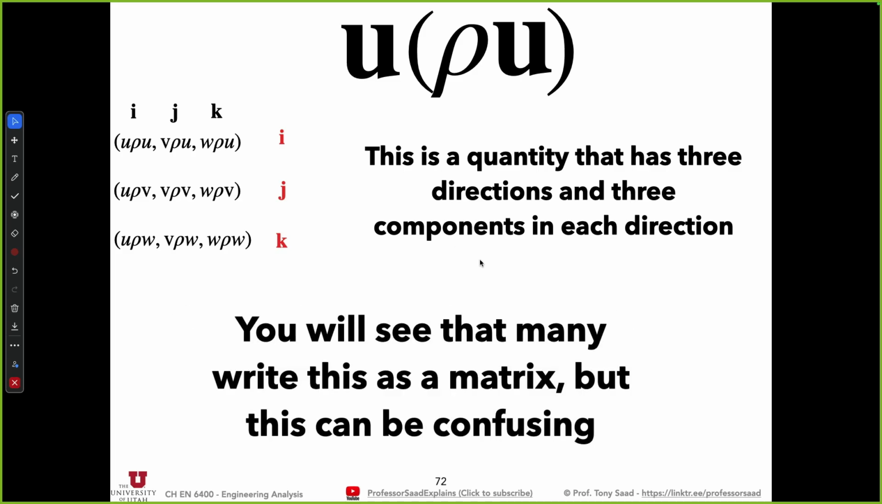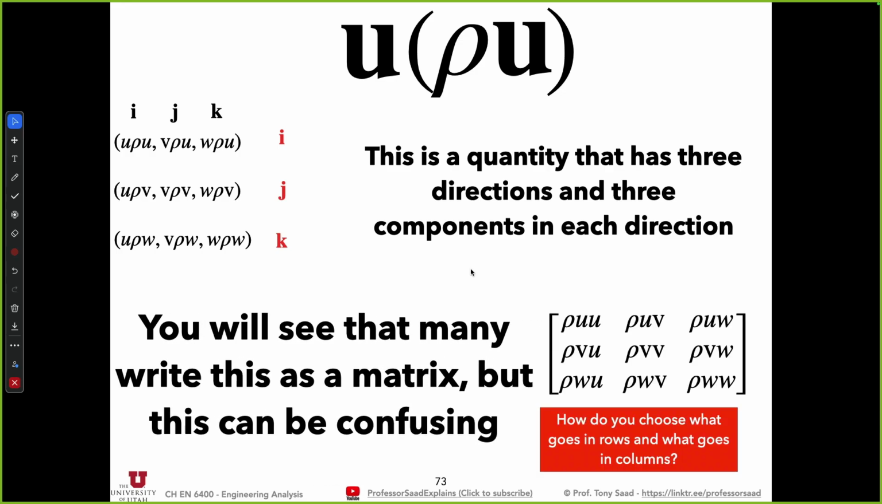And you will see that many people write this in matrix form. But that's wrong and confusing because this doesn't generalize for tensors of rank 3 or higher. You can't write them as a matrix; you'd have to write them as a cubical matrix and then a hypercube. It doesn't make sense. And second, it's confusing. What do you choose to put in the rows and what do you choose to put in the columns? Do I put the x momentum, y momentum in rows and the x direction in the columns, or the other way around? You will see people mess things up using this form. I do not recommend it. Don't write tensors in matrix form.